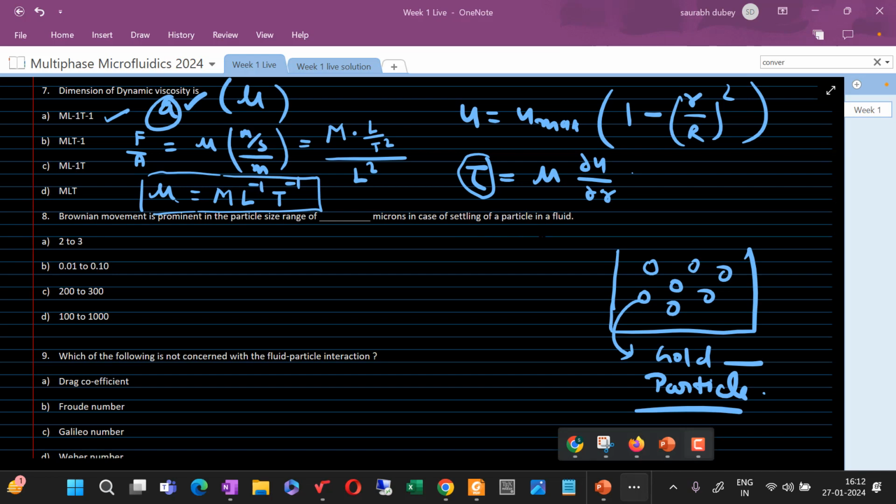This Brownian motion is predominant in the particle size range of 2 to 3 micron in the size of settling particle. Brownian motion means what? The zigzag motion, like in the morning, if we allow the sunlight to pass through a small hole into our room, in that particular light path you see small particles moving. That is the Brownian motion. The tidal effect you are talking about is not the Brownian motion.